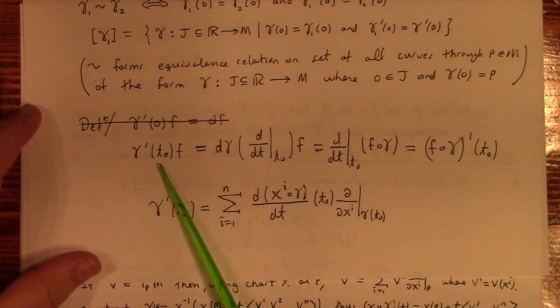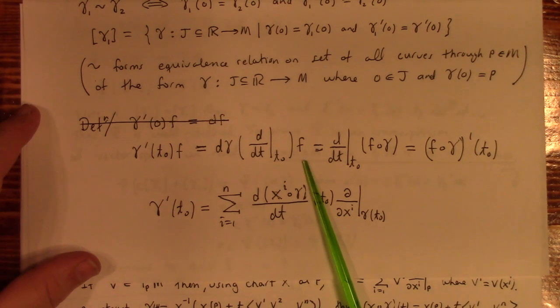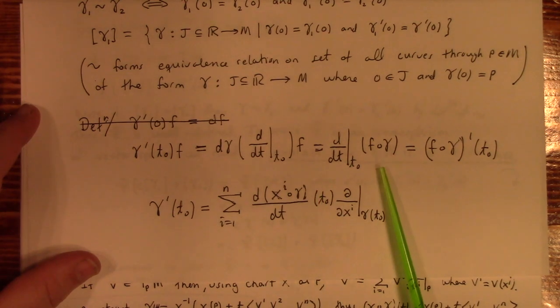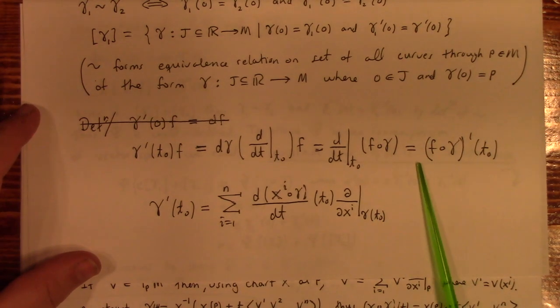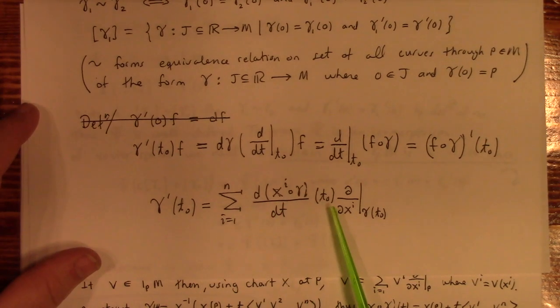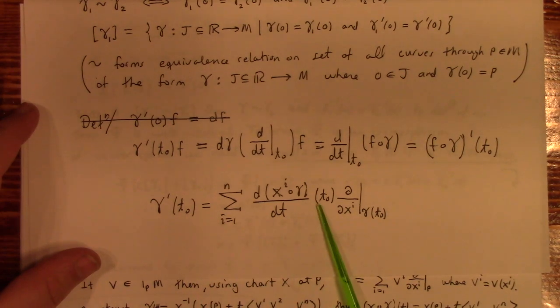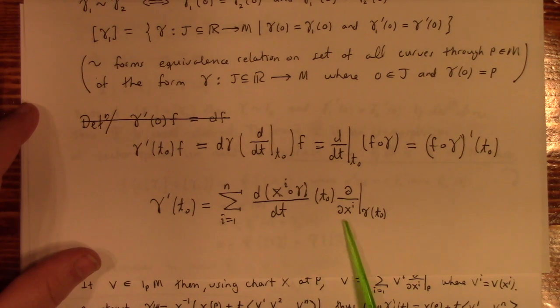The velocity vector to the curve is defined to be the push forward of d/dt under the differential of gamma acting on f, which basically just means that you're differentiating the composite of gamma under f with respect to time. In terms of coordinates, here are the actual components of the vector that gamma prime t naught forms. All right, so there it is.